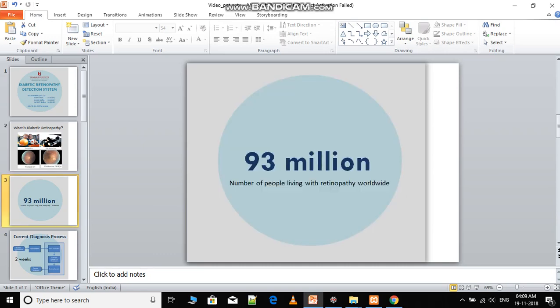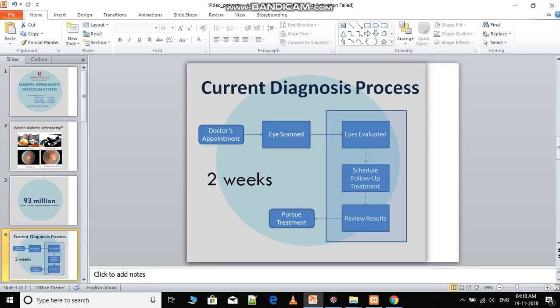93 million. This is the number I would like to start this video with. More than 93 million people in the world are affected by diabetic retinopathy. I must also tell you that diabetic retinopathy is asymptomatic in its early stages. That is, its symptoms are not visible in the initial stages. So, if it is not diagnosed at the right time, it may lead to permanent blindness.